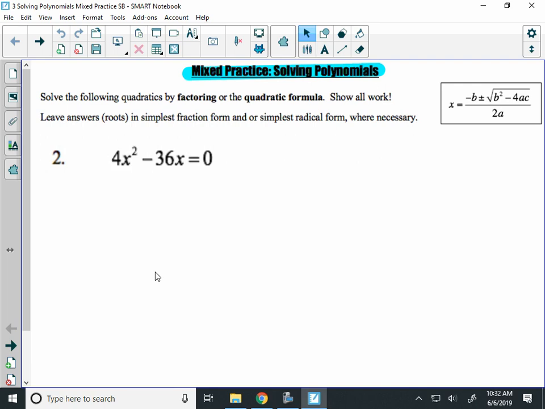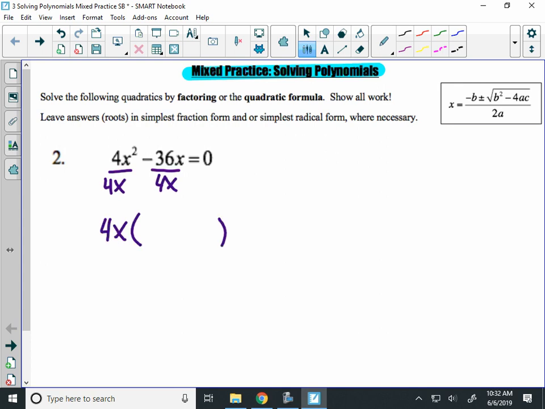This is a binomial, but I should notice when I go to factor that I always have to look for a GCF first. Here it looks like the GCF, they both have an x and they both have a 4. So I'm going to pull 4x out of both. I write the GCF in front. When I divide, I'm left with x minus 9. Here, that's actually as factored as I can get.